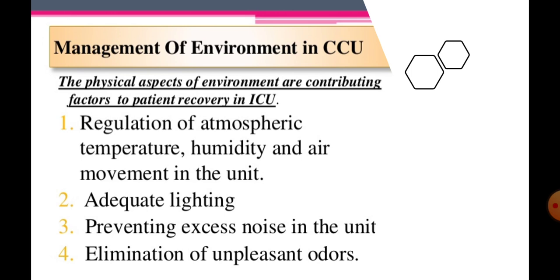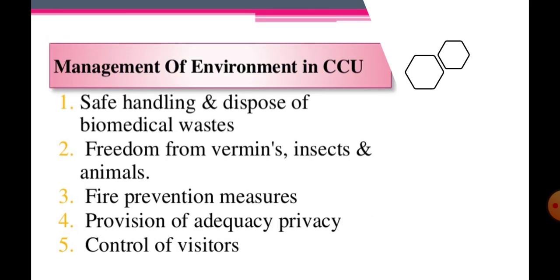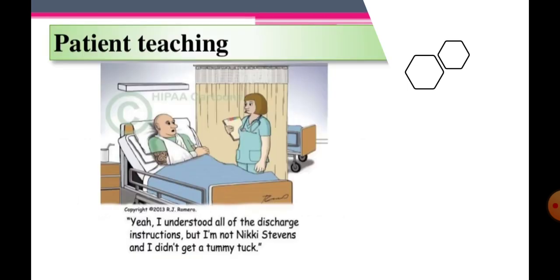The physical aspects of the environment are contributing factors to patient recovery in the ICU. So what has to be there? Regulation of atmospheric temperature, humidity and air movement in the unit. Then adequate lighting should be there. Then we should also prevent excess noise in the unit, and eliminate unpleasant odors. Then safe handling and disposal of biomedical waste should be there, freedom from vermin, insects and animals. Then fire prevention measures should be there, provision of adequate privacy, control of visitors.